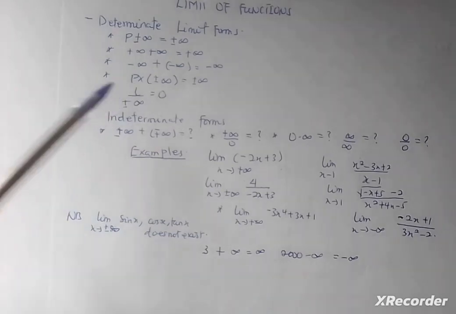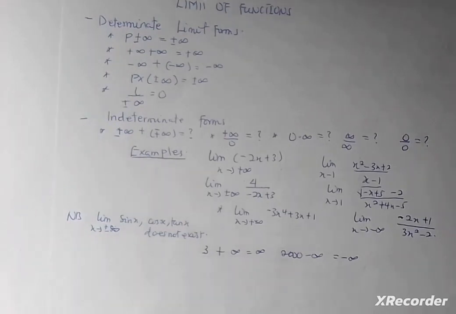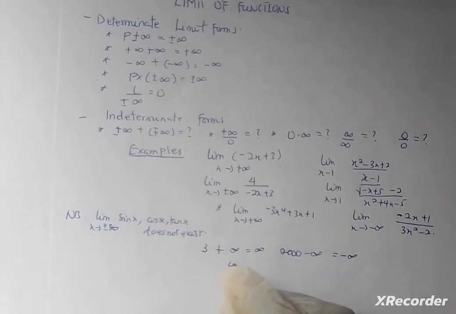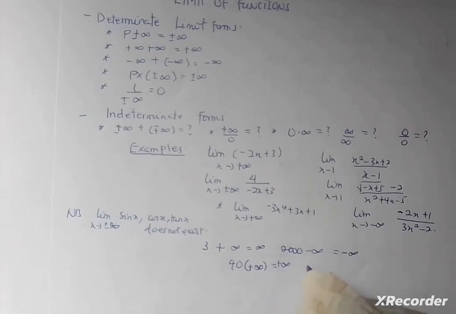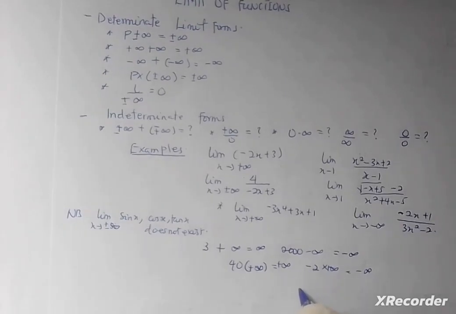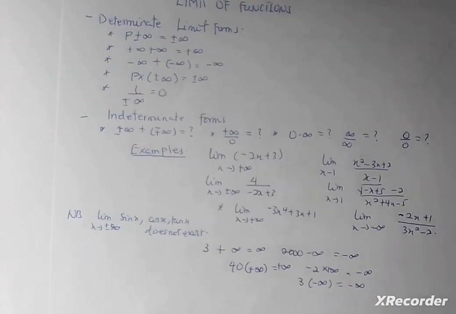Then we have any constant multiplying plus or minus infinity will give us infinity. If I give you 40 times positive infinity, our solution is going to be positive infinity. Likewise, if I give you negative 2 times infinity, our solution will be negative infinity. This negative will affect the infinity. Then if I give you, let's say, 3 multiplying negative infinity, my solution will be negative infinity. So this is a determinate form. These are some of the infinity problems where we can determine the solution.